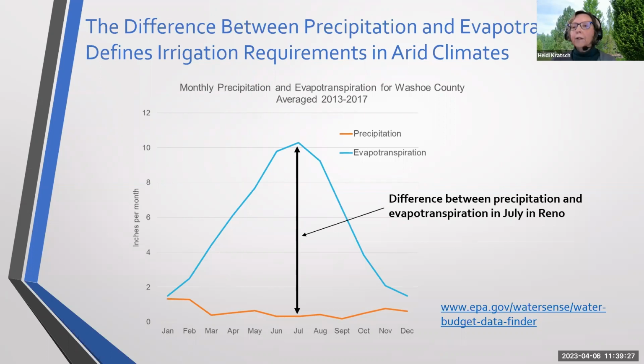inches. ET is always measured in inches. You can find your peak month evapotranspiration rate by visiting the EPA's WaterSense Water Budget Data Finder webpage and entering your zip code, and it'll give you the peak month ET rate for your area. The webpage is listed on this slide. It's also in the booklet, so you should have access to it, and it's really easy to use and really interesting to see how that peak month ET rate can vary even across a region or a state.